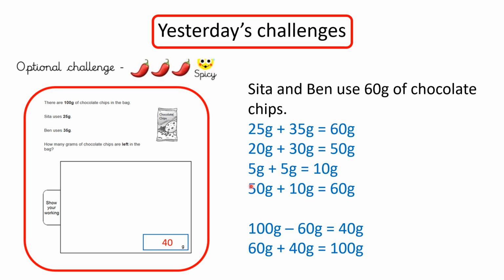However, the question asked me how many grams are left over once they've used them. So for that part, I need to look back at that total at the very start, which was 100 grams. So I needed to do 100 grams, take away what Sita and Ben had used, which was 60 grams, and that gave me 40 grams.